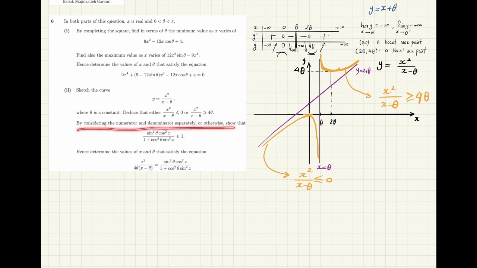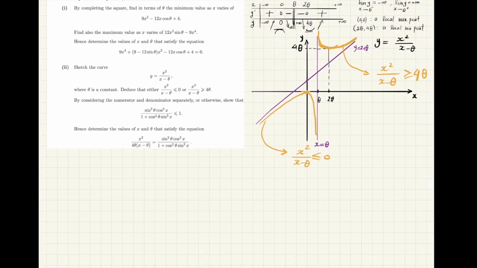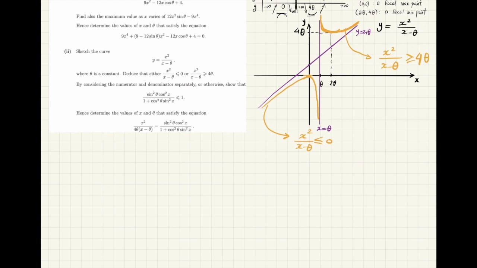By considering the numerator and denominator separately or otherwise, show that sine squared theta cosine squared x divided by 1 plus cosine squared theta sine squared x is less than or equal to 1. Yes? Okay. So if we want to do that, we can write it as follows. So let us simplify, for example, the denominator, because you see this is sine theta cosine x, but here we have cosine x and cosine theta and sine x. So it might motivate you to change sine squared to cosine squared and cosine squared to sine squared to make them the same as the numerator so that we can compare them.